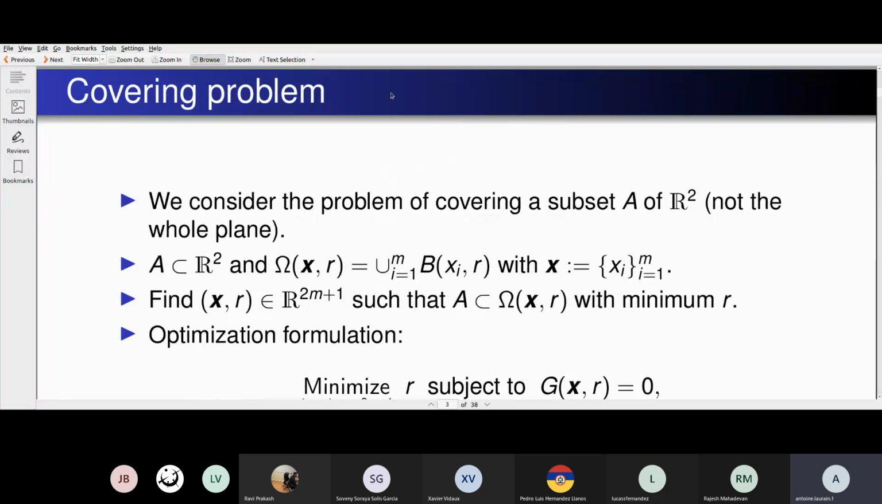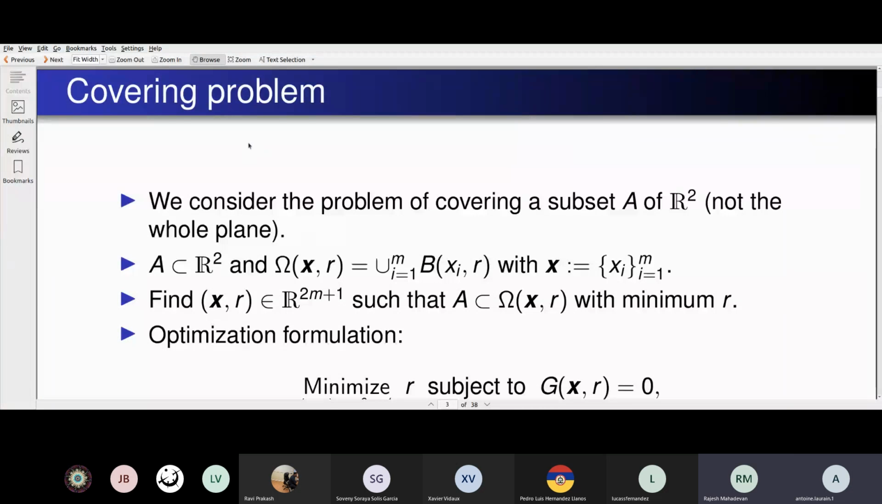But what I'm looking at in this talk is the covering of subsets of R2, so not the whole plane. It's really different because you won't have solutions in the form of lattices. You can really have any type of geometric configuration of the balls. It's going to depend a lot on the shape of A. Okay. So first, I'm showing the mathematical formulation that we use to solve these problems.